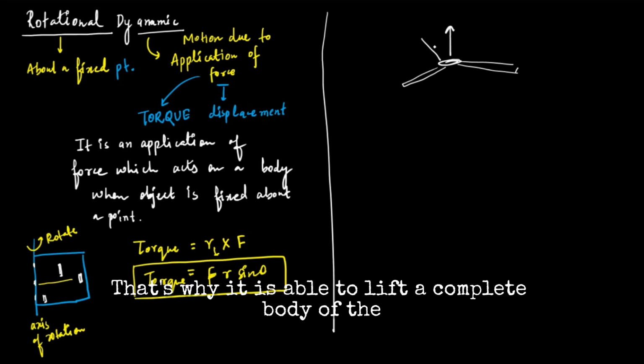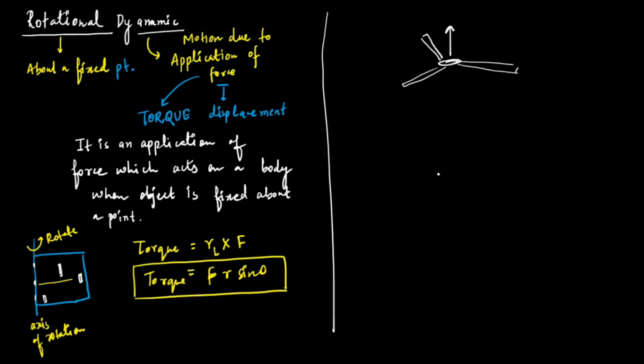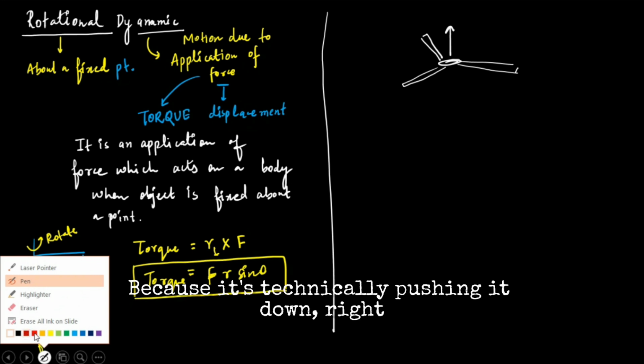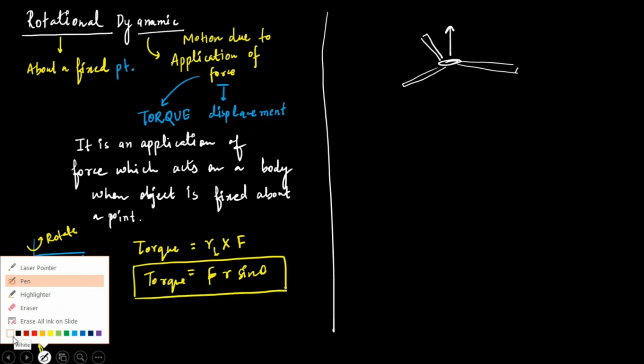That's why it is able to lift the complete body of the helicopter. Oh, so torque isn't... so when you spin the blades, torque is working against the helicopter, right? Because it's technically pushing it down, right? Yeah, you can say that.